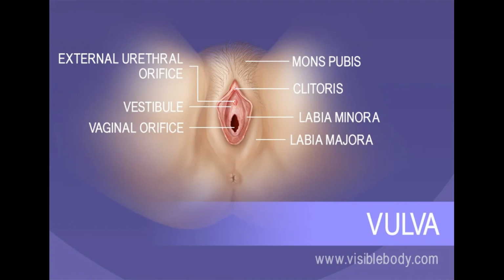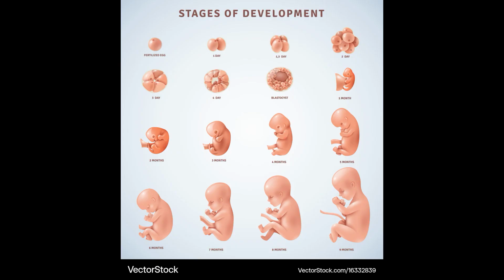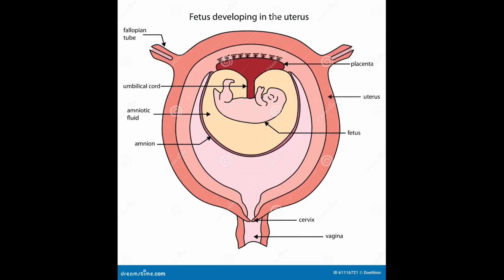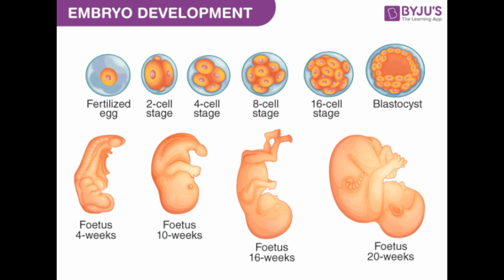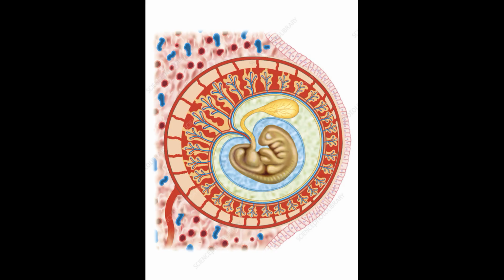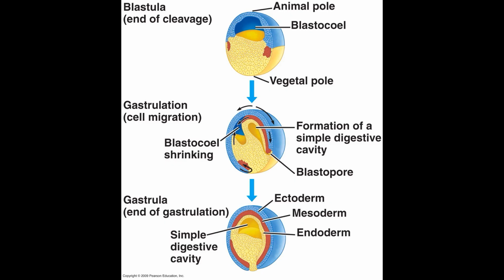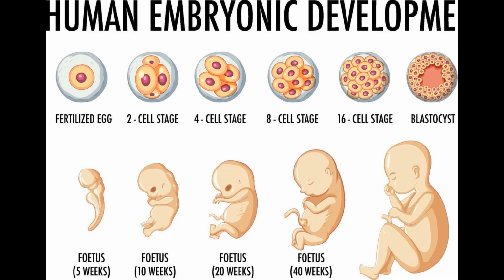The 11 systems of the human body include the integumentary system, skeletal system, endocrine system, cardiovascular system, lymphatic and immune system, respiratory system, digestive system, urinary system, and reproductive system.